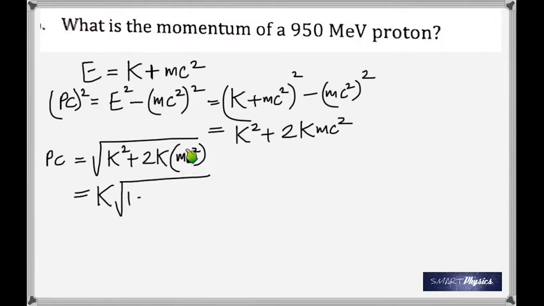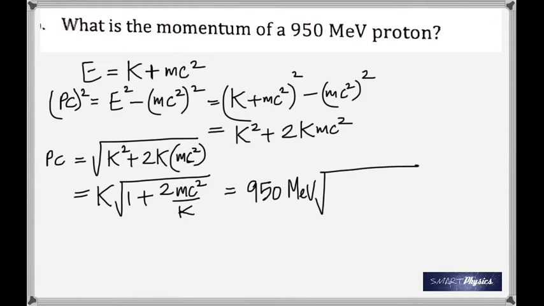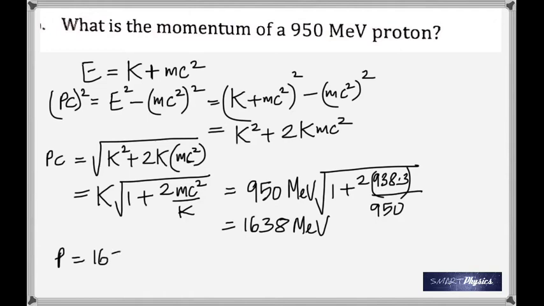And this has been split this way because we know MC squared is the rest energy, and it is 938.3. Another thing has been done here. K has been taken out and put 1 here to get this term, plus 2MC squared by K to get this term back. K is the kinetic energy, which is given as 950, and MC squared is 938.3. So when you do all that, you get 1638 mega electron volts, and the unit should be mega electron volt by C, because PC was that much. Therefore, what's P? P is that divided by C.